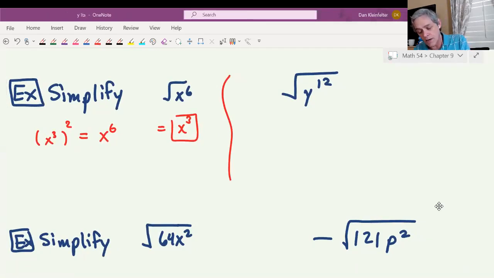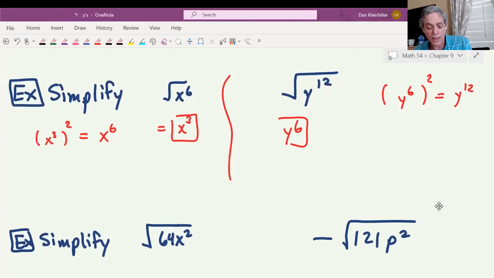Okay, so once again here we want something where when I square it, we'll get y to the 12th power. And thinking that through, we should get an exponent that's half as large. And so we'll get y to the 6th power.